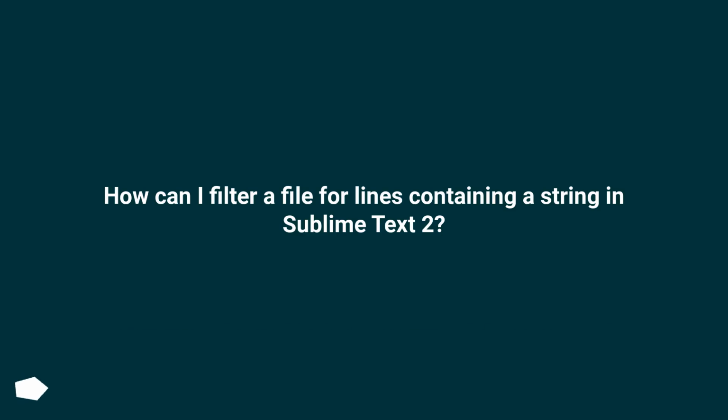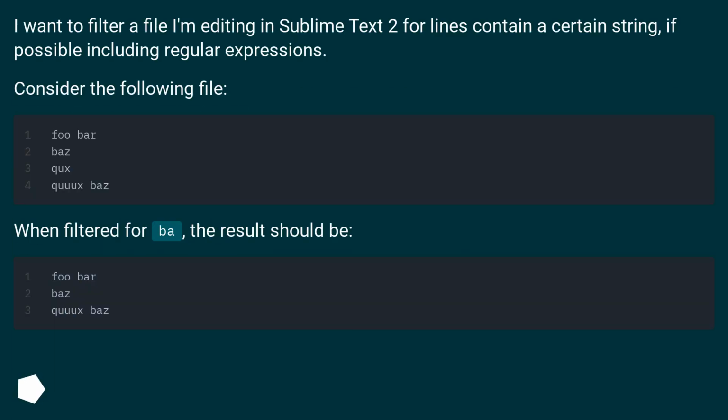How can I filter a file for lines containing a string in Sublime Text 2? I want to filter a file I'm editing in Sublime Text 2 for lines containing a certain string, if possible including regular expressions. Consider the following file. When filtered for "ba", the result should be the following. How can I do that?